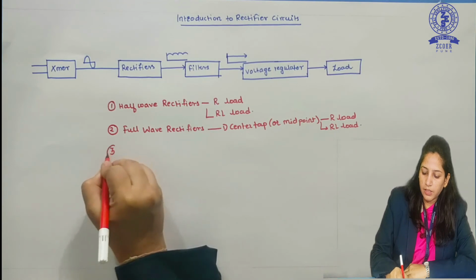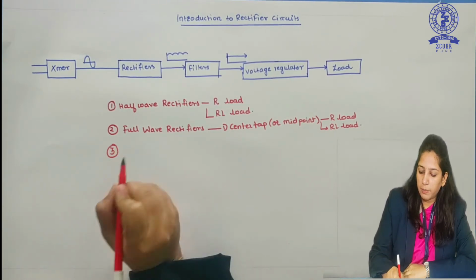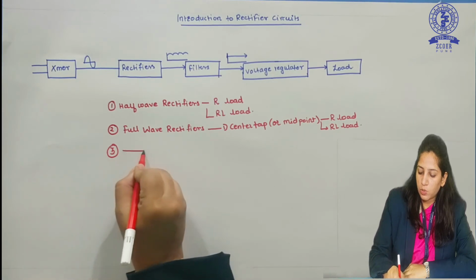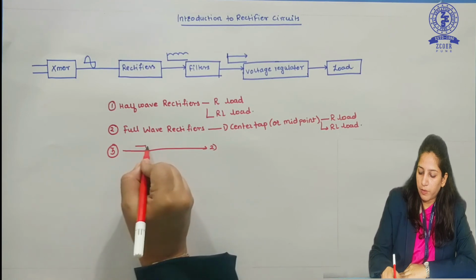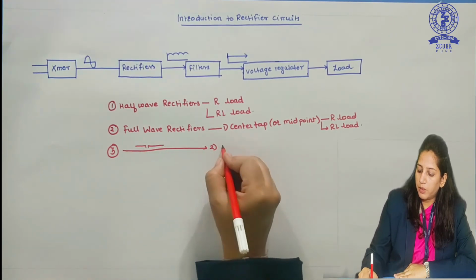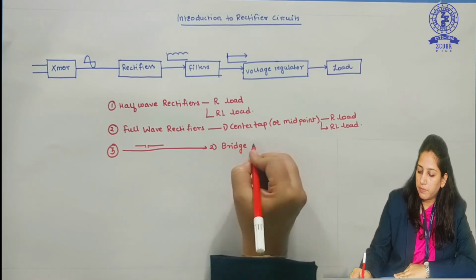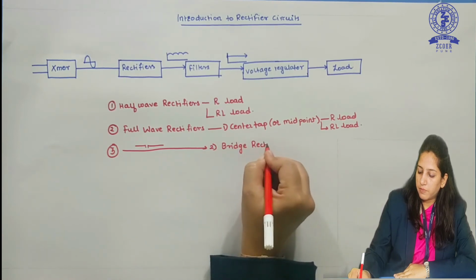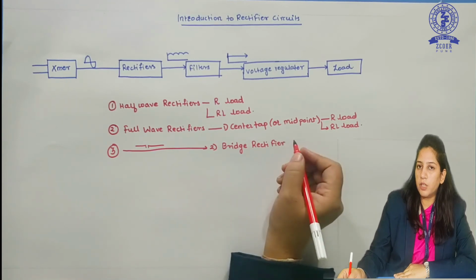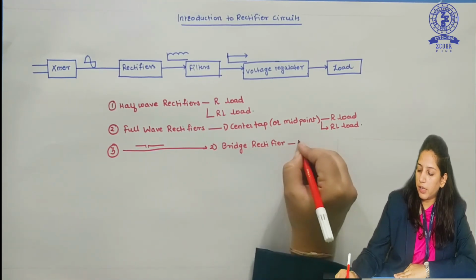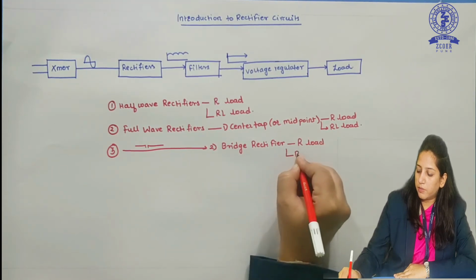The second type of full wave rectifier will be the bridge rectifier. In this we will use a diode bridge, and again this we will see for R load and RL load.